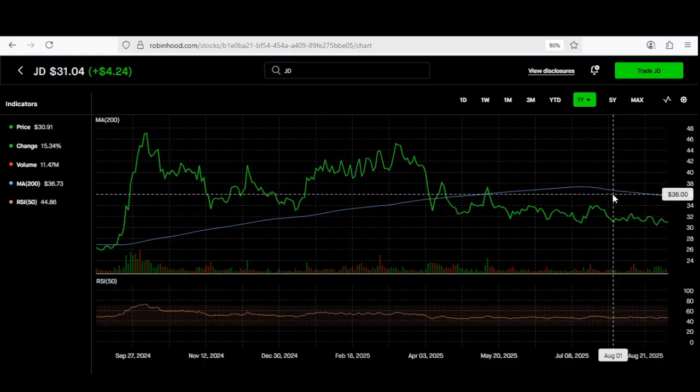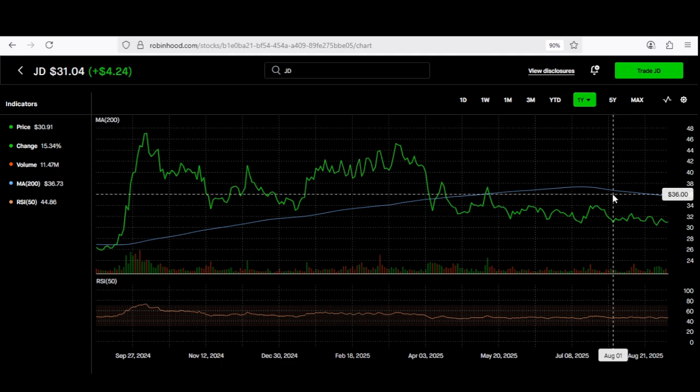Now, for those of you that do not know what a 200-day moving average does, it gives you the price that the stock is trading at over the last 200 days or 6 months. So the average price that this stock has been trading at is around $36.